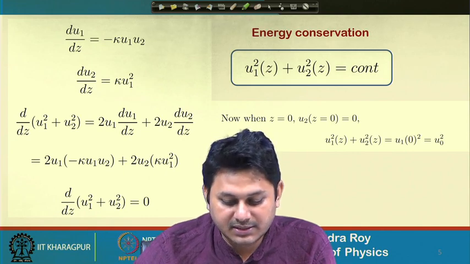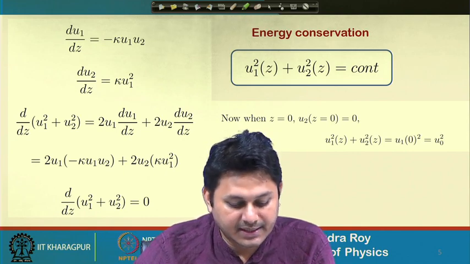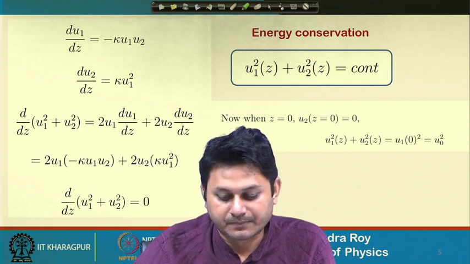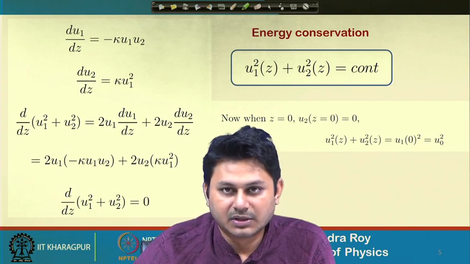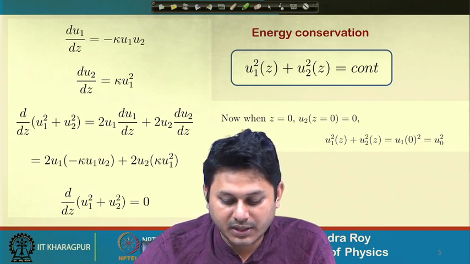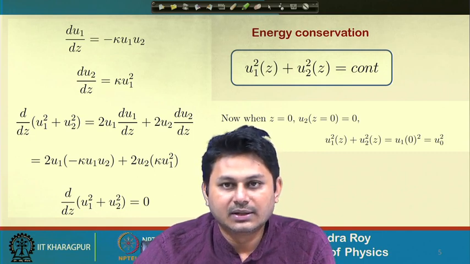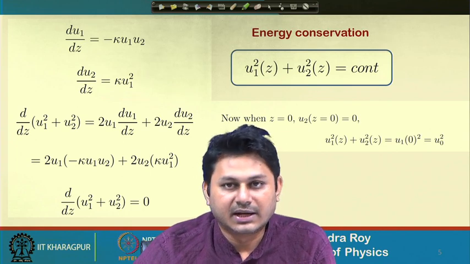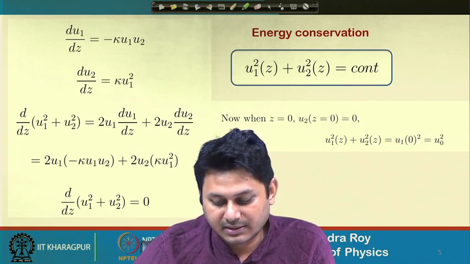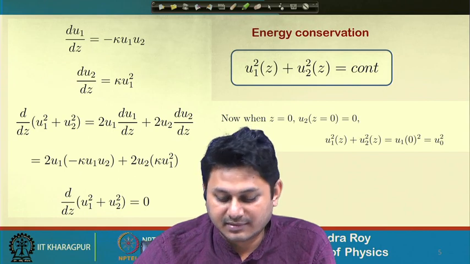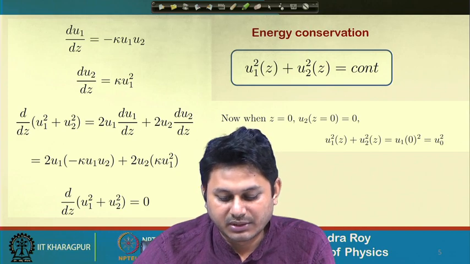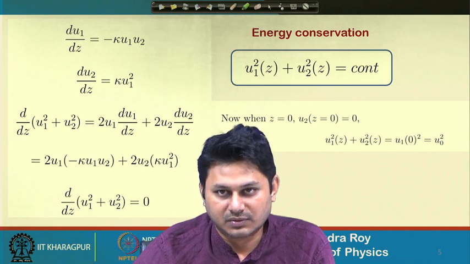Now, if I put the boundary condition at z equal to 0, we find that u2 at z equal to 0 is 0, but this summation is conserved. So u1 square plus u2 square at a particular z is equal to u10 square, or u0 square. That means the total energy that was there at z equal to 0 is equal to the energy distributed between u1 and u2, and that is why u1 square z plus u2 square z is u0 square.